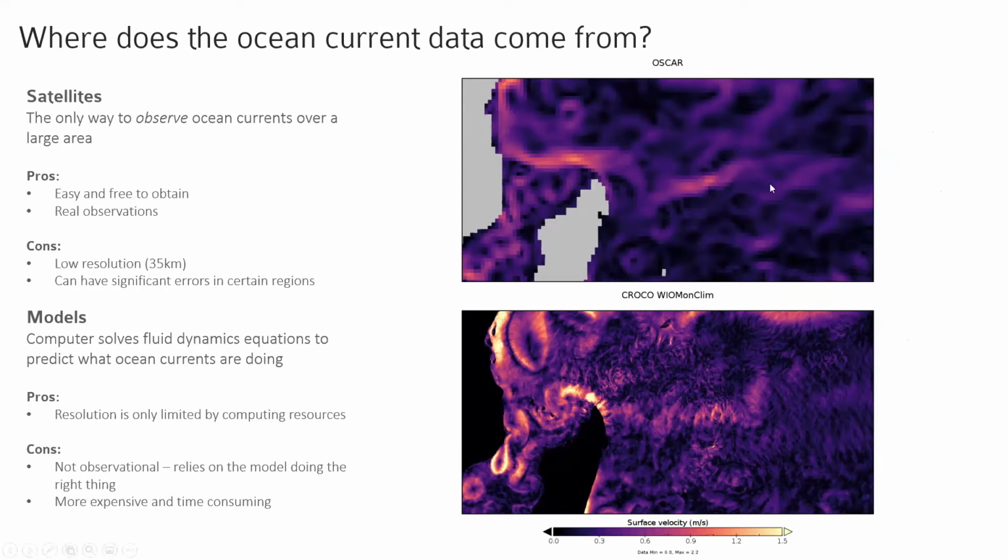So if you look at the top image here, it's very pixelated. This image shows surface ocean velocity, and it's pixelated because of the low resolution of ocean current data from satellites. Whereas the bottom image shows the ocean currents predicted by a model, so a simulation that I'm running. And as you can see, it's much higher resolution. So that's the major advantage of a computer simulation, that you can get a really, really high resolution. The disadvantage is that these are not observations, these are predictions by a computer. So you have to then compare this data to observations to make sure that it's sensible.